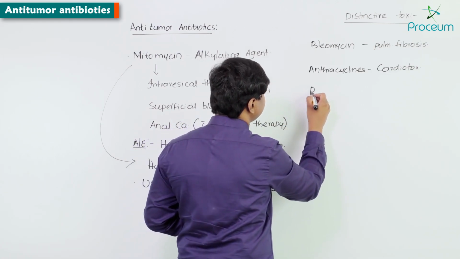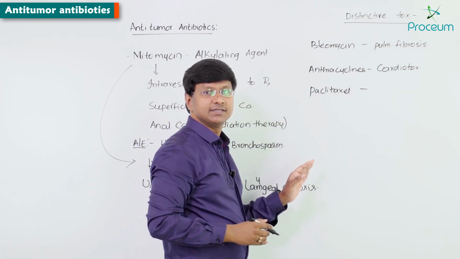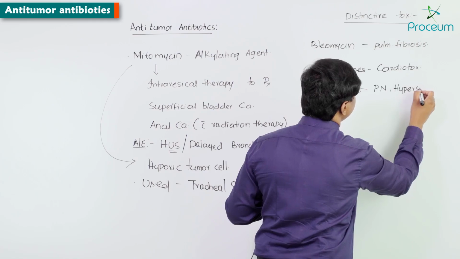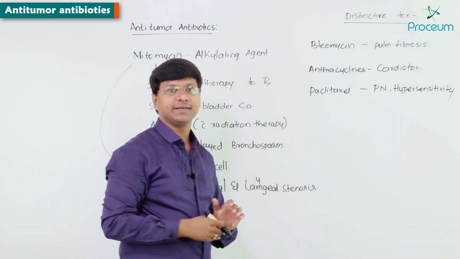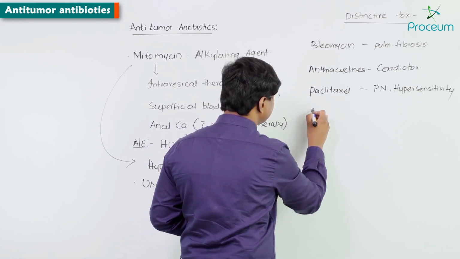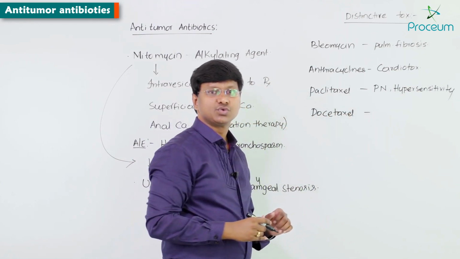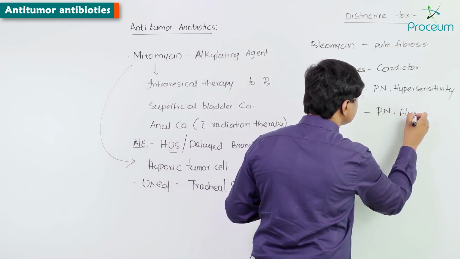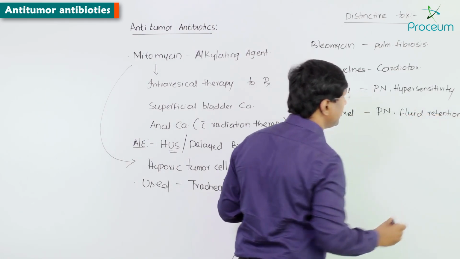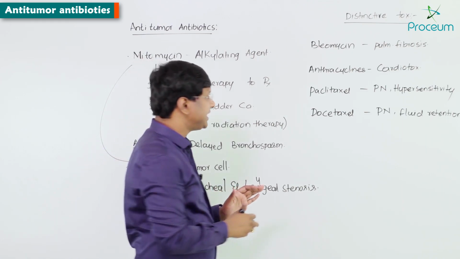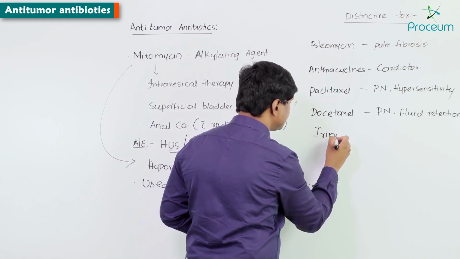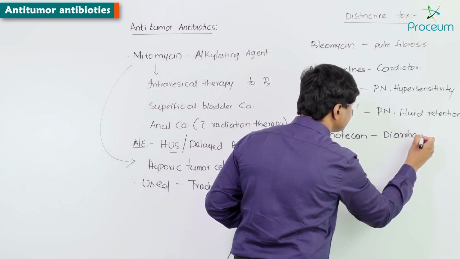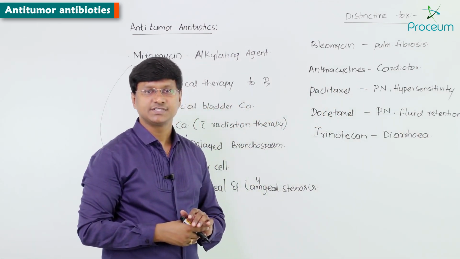And take the drug paclitaxel. Paclitaxel can cause peripheral neuropathy as well as hypersensitivity reactions. Then take docetaxel. Remember, it will cause peripheral neuropathy as well as fluid retention. Then take irinotecan. Irinotecan is the drug which can cause the adverse effect of diarrhea.